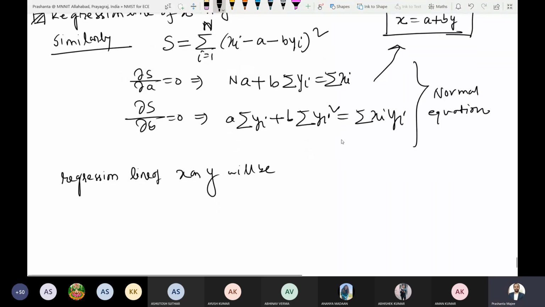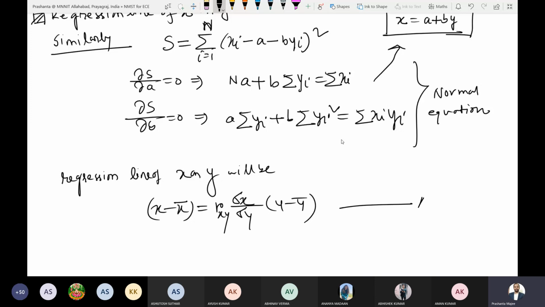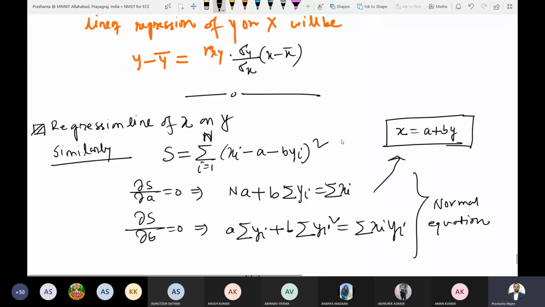what it will be? It will be x minus x bar equals r into sigma x by sigma y into y minus y bar. Okay, so this will be the regression line. So this is capital B and another regression line was here, capital A. So capital A and capital B, these are the two regression lines for two-dimensional data.